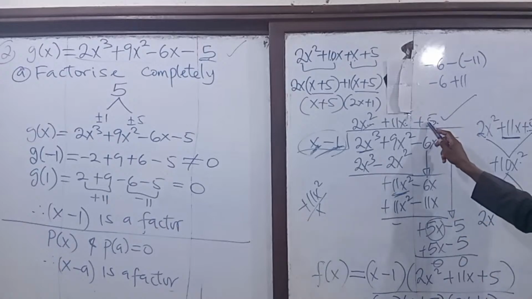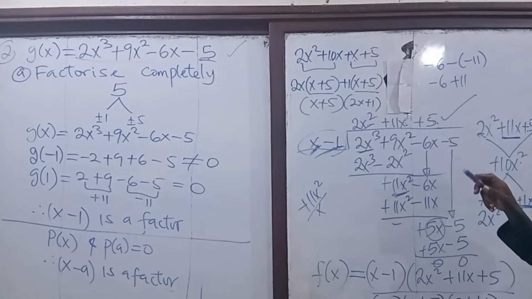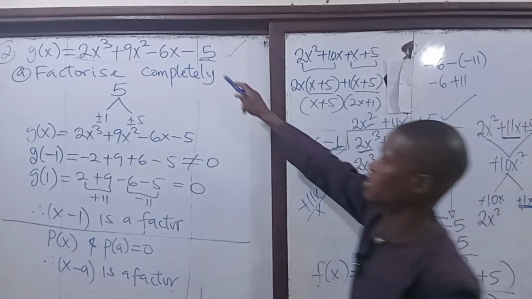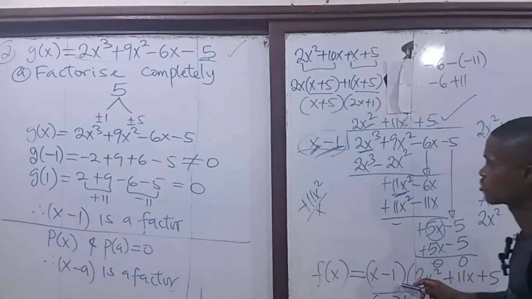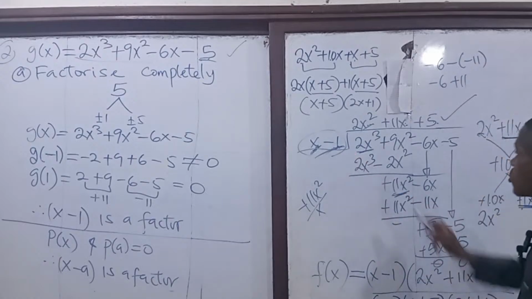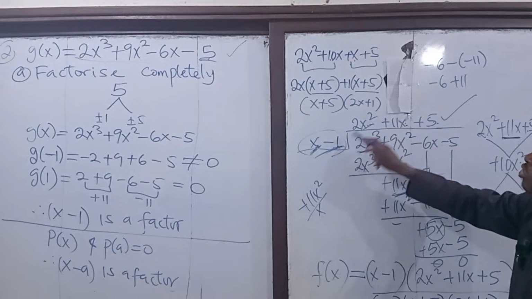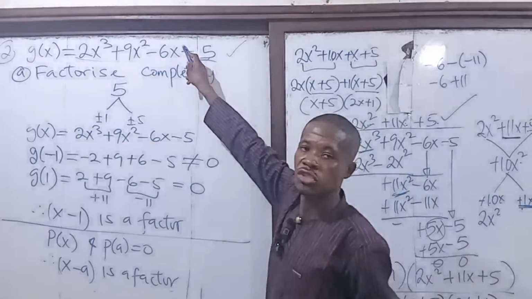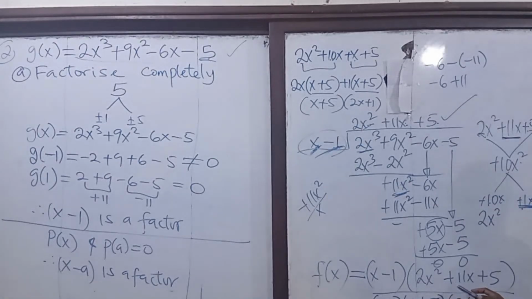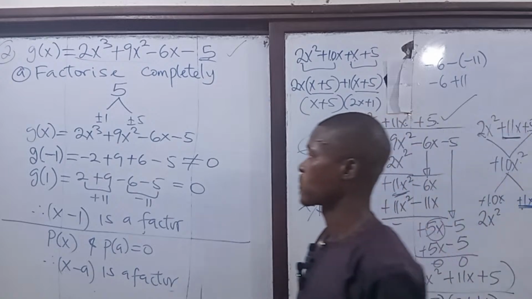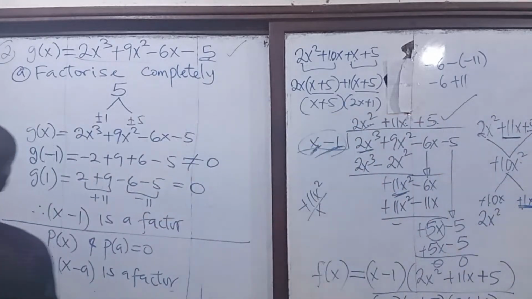So factorize that. Before you do that, your g of x is equivalent to your x minus 1 times the quotient. If you multiply these two together, it's going to give you your question. Then the quotient is a quadratic expression. Factorize that, then you get x plus 5 times 2x plus 1, and then times your x minus 1. And that's how we do the factorization completely.